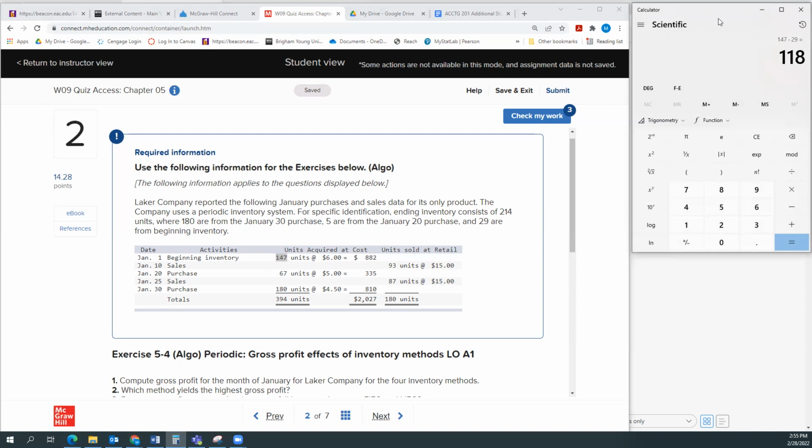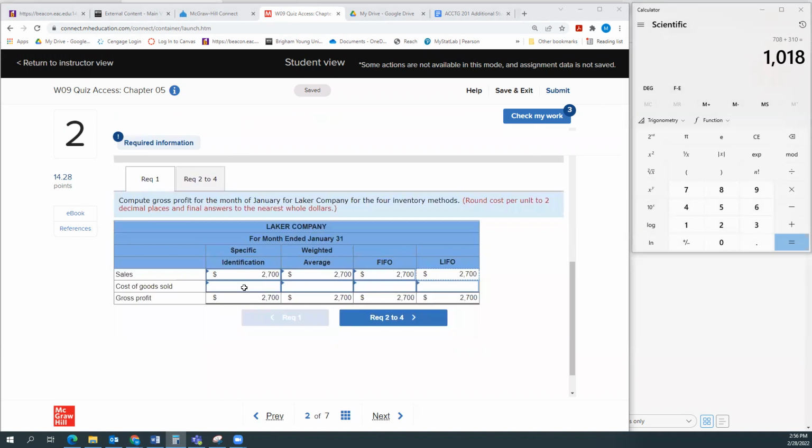So if I take 118 times 6, that's $708. That was the cost of these units that we sold. And then if I take 62 times $5, I get $310, which is the cost of the 62 units from the January 20th purchase we sold. So if I add those together, I get 708 plus 310, or $1,018. So that's our cost of goods sold using specific identification.